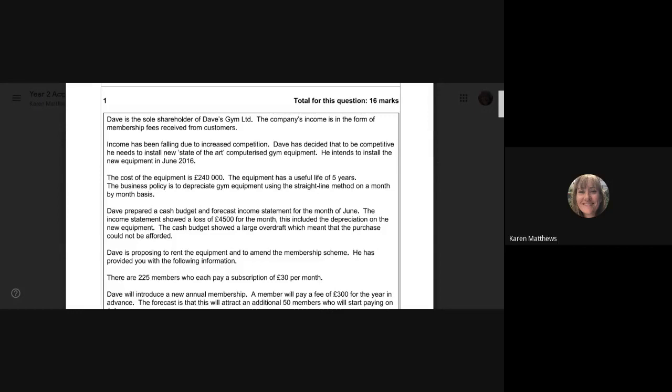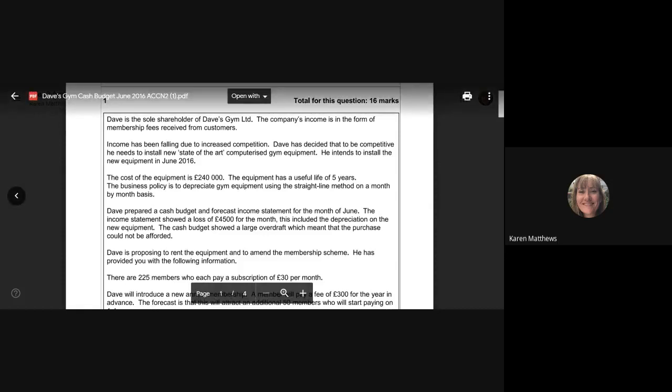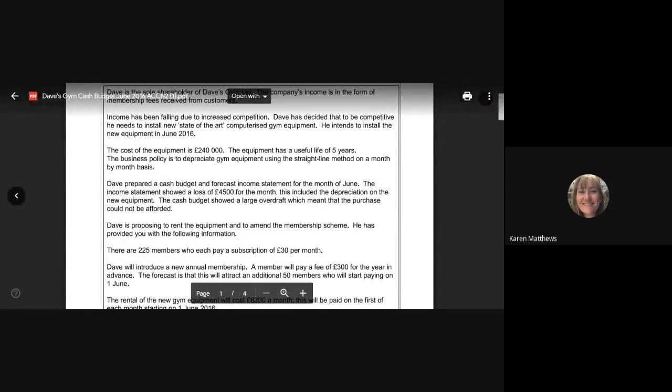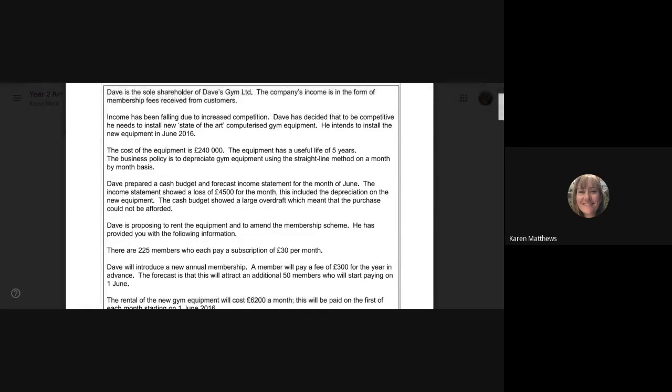The cost of the equipment is £240,000. The equipment has a useful life of 5 years, and the business policy is to depreciate gym equipment using the straight line method on a month-by-month basis. Okay, so remember that depreciation isn't going to have an impact on cash flow, but buying £240,000 worth of equipment probably will.